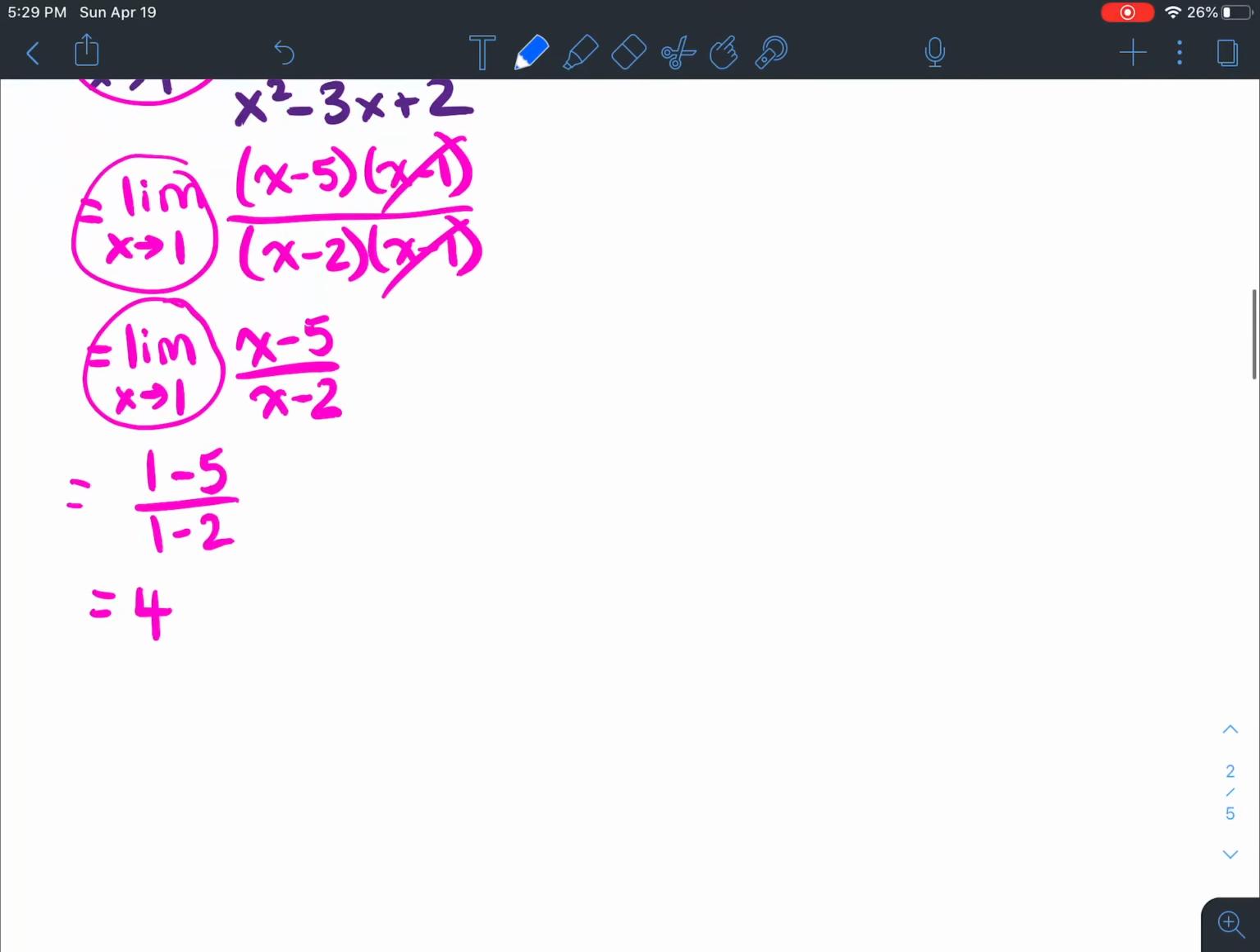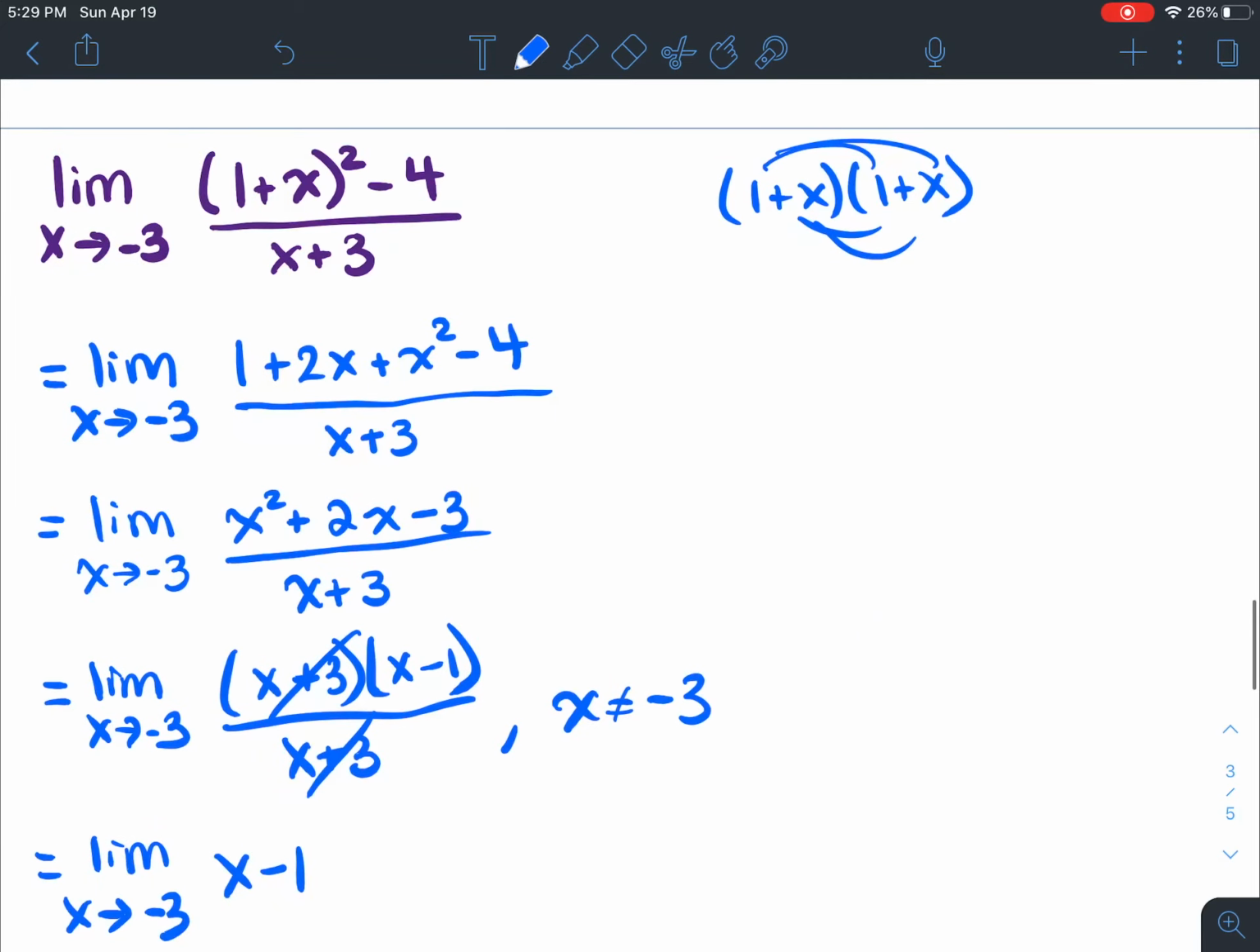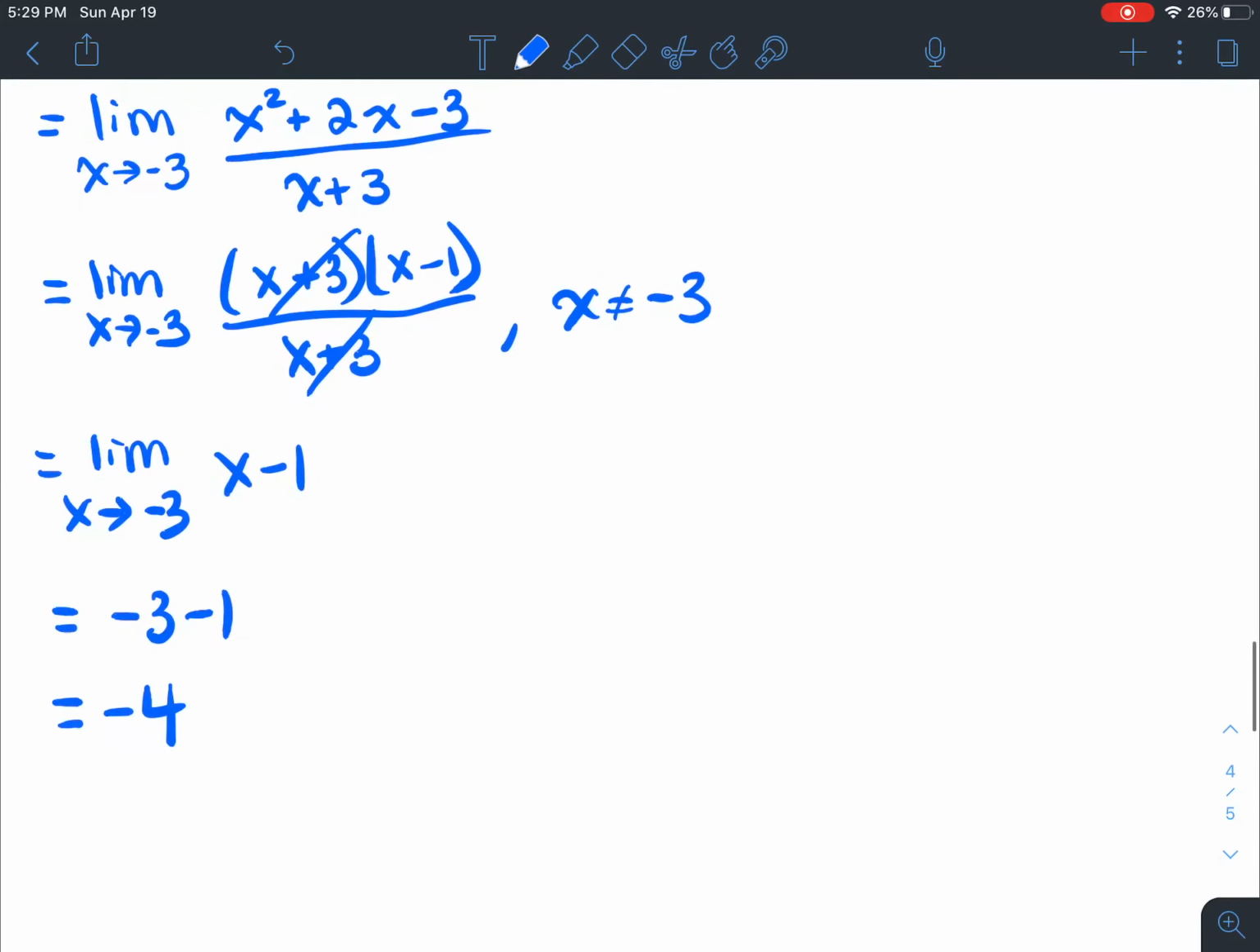And the same thing happened in the first one. The reason we were able to divide by x minus 1 is because x can't equal 1 in this situation either. There's going to be a hole in the graph right there. Or something where it doesn't equal that value.